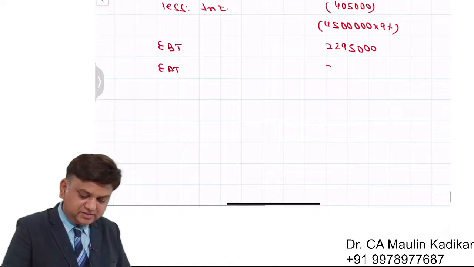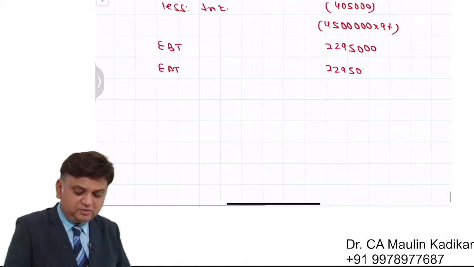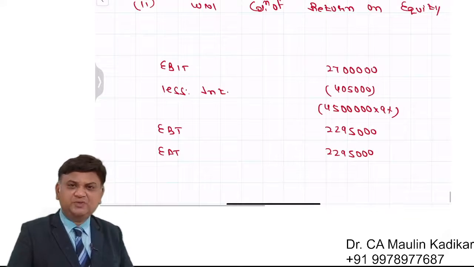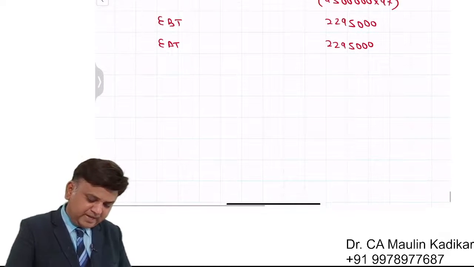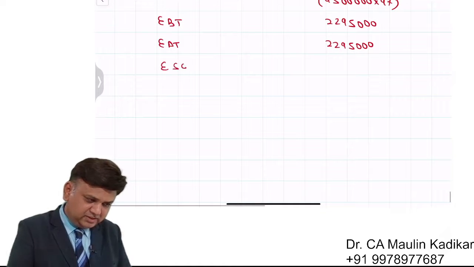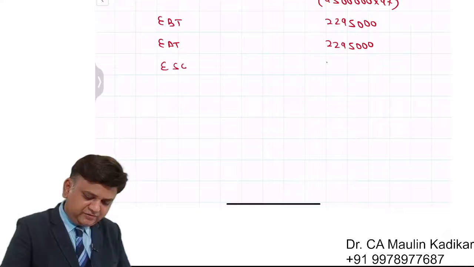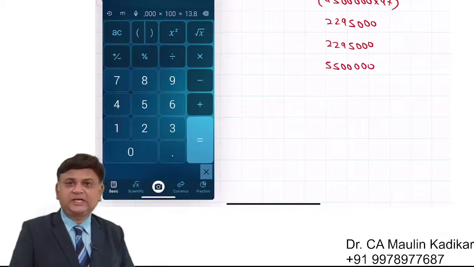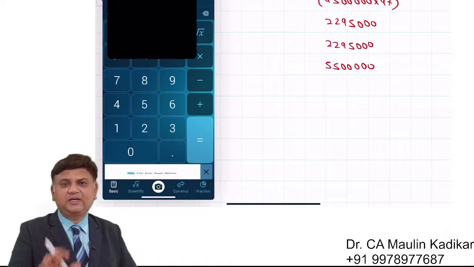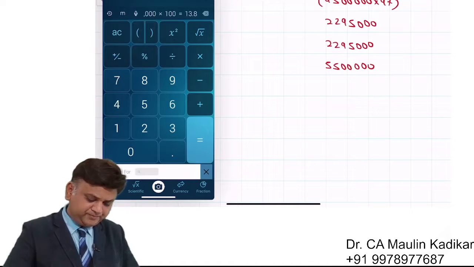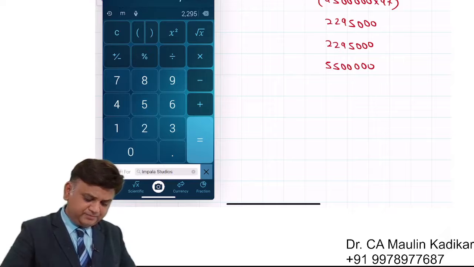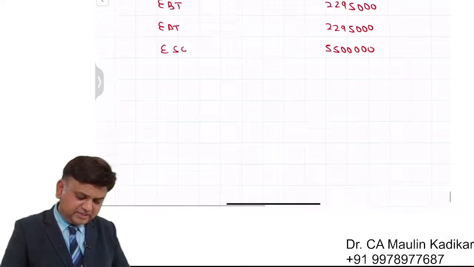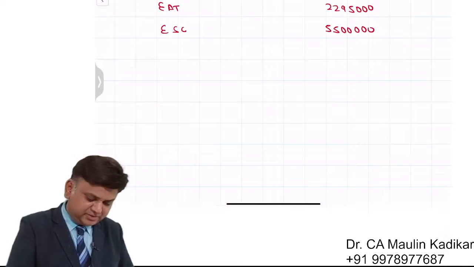Earning after taxes is again 22 lakh 95,000. Why? Because tax rate is not given. There is no preference dividend. As far as the equity share capital is concerned, it is provided as 55 lakhs. So in that case, the earning available to equity shareholders, 22 lakh 95,000, divided by 55 lakhs into 100. So the return on equity is 41.73%.